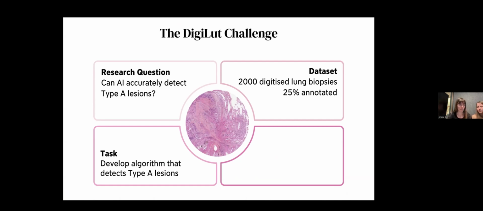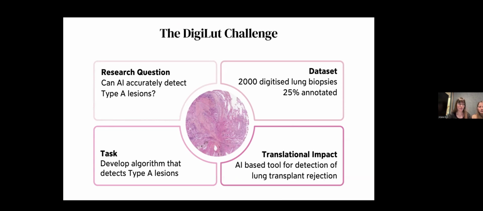Something that we thought was very intriguing was the huge data set. We had access to 2,000 digitized lung biopsies. 25% of them were annotated. They were annotated by expert pathologists from around the world. Another thing we found very interesting was the possibility of having a translational impact. So maybe with some of the ideas that popped up during this challenge, one could do further research to maybe develop a tool that is able to actually support a pathologist in their everyday work.